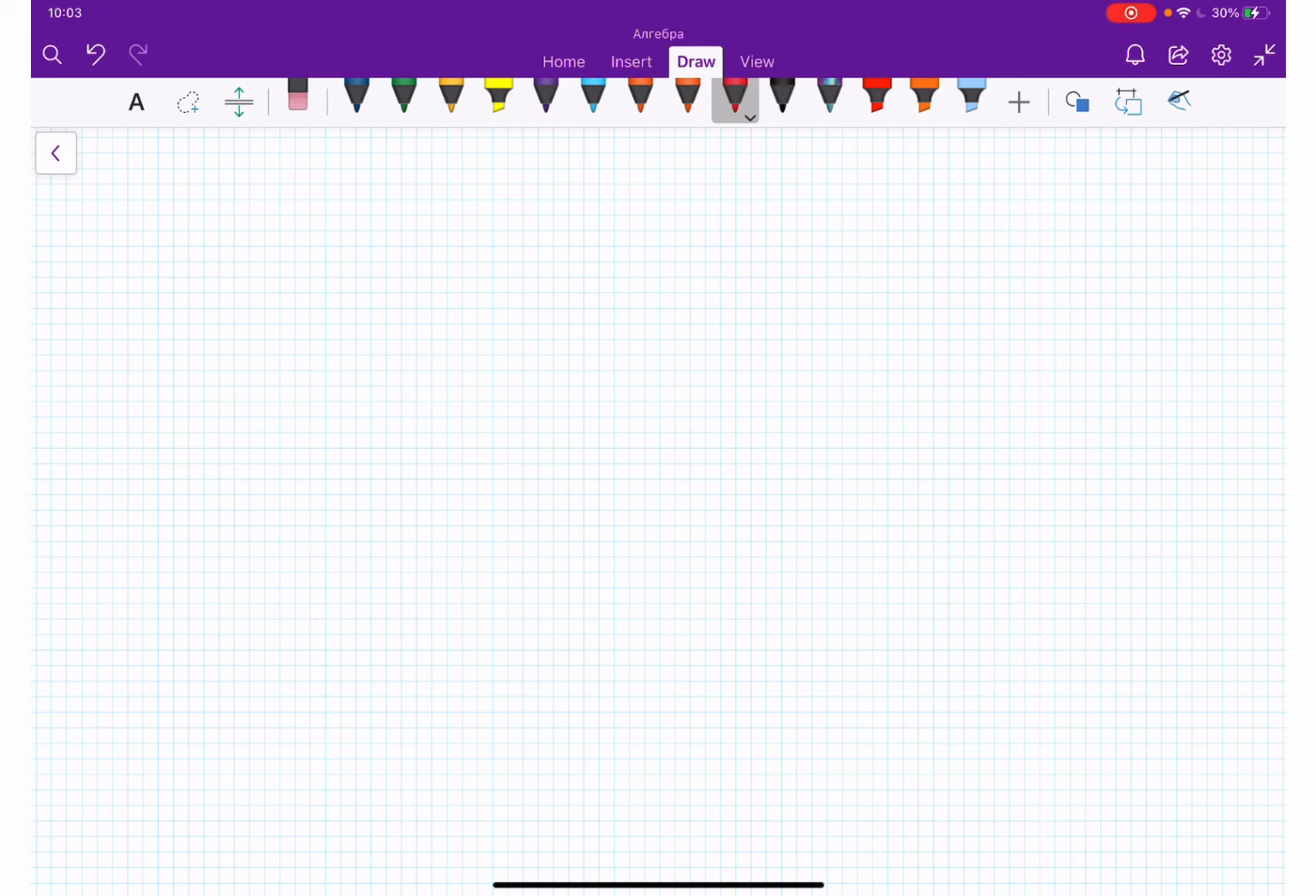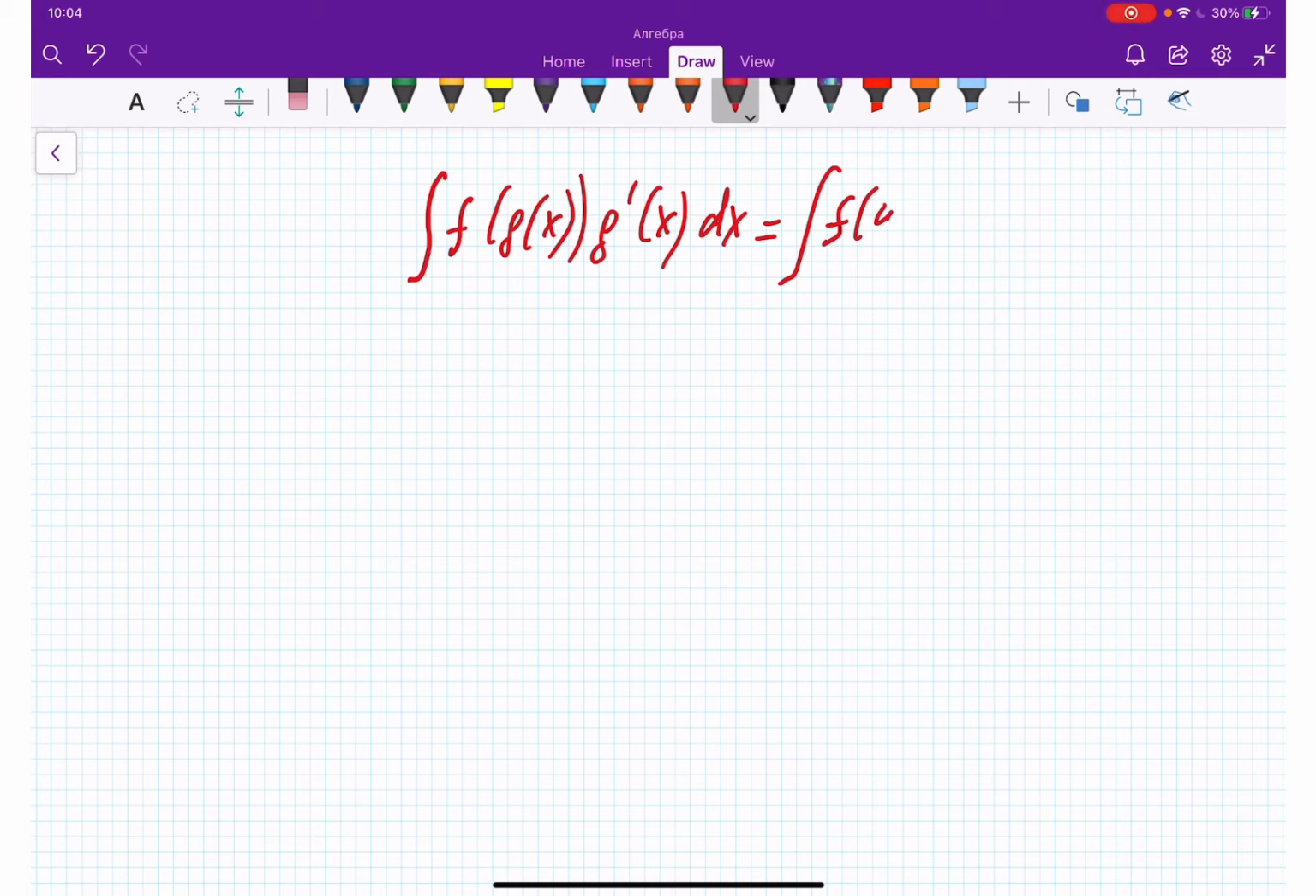Let's learn how to see the pattern, recognize the pattern that can be useful for change of variable or method of substitution, same thing. So the theorem for change of variable is as follows: the integral of f of g of x times g prime of x dx is equal to the integral of f of u du, and it's equal to F of u plus C.